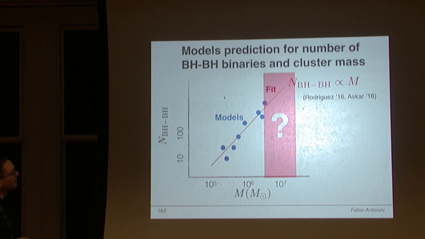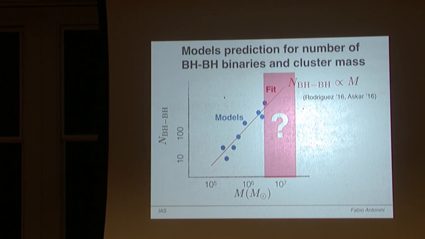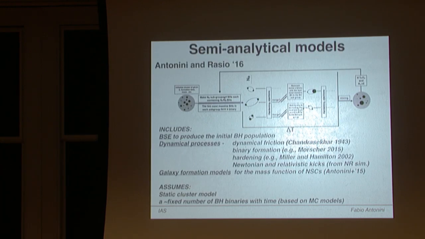So the problem is that modeling nuclear clusters with current numerical techniques, Monte Carlo models or N-body simulations, is very challenging because of the extremely large number of stars that comprise this system. So Monte Carlo and N-body simulations are really restricted to numbers of particles much below 10^7, which is the typical number of stars of nuclear clusters. For these reasons, in this paper with Fred Rasio, we opted for a semi-analytical approach.